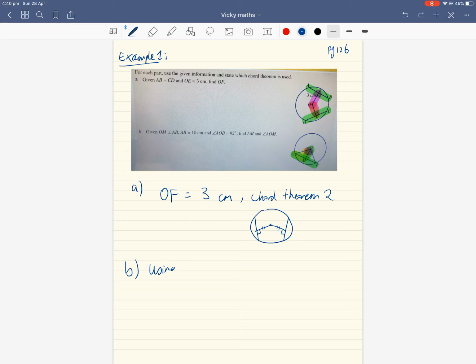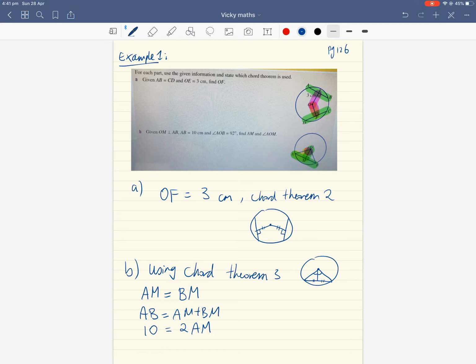Alright. So using chord theorem 3, or you can draw the symbol, which looks like this, equal. Using chord theorem 3, what do we know? We know that AM is equal to BM. And we know that from A to B, it's 10 centimeters. So we know that AB is equal to AM plus BM because it's the whole distance across. So AB is 10 centimeters, and if AM is equal to BM, then 2 lots of AM is 10. So AM is 5 centimeters. And that's by using chord theorem 3.